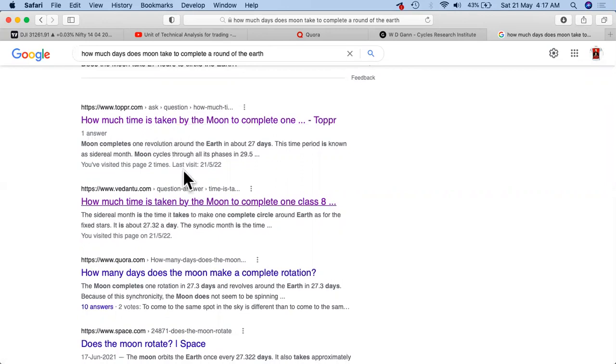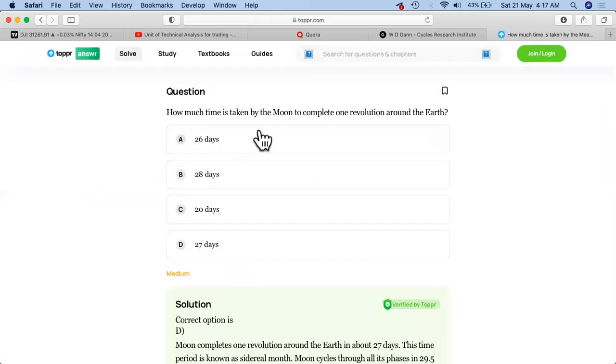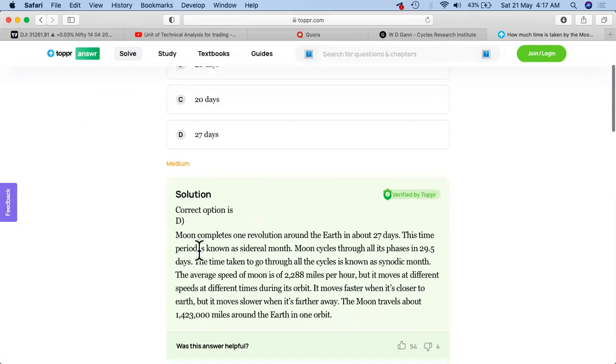Let's go to Toppr first. How much time does it take for the moon to complete one revolution around the earth? So various answers have been given. Correct answer is D, that is 27. Moon completes one revolution around the earth in about 27 days. This time period is known as sidereal month. Now again, something new. I was only knowing about one thing, but here we are getting some more information also.